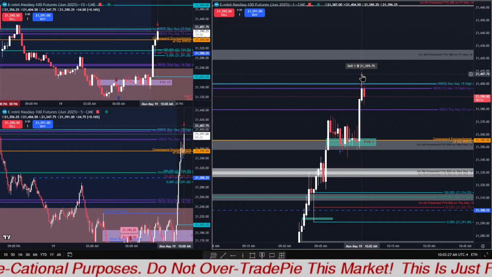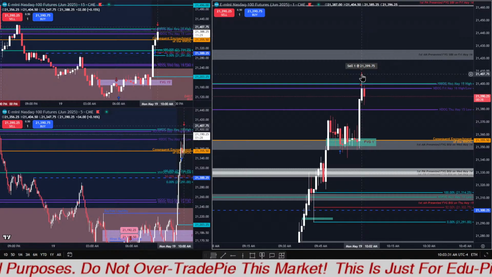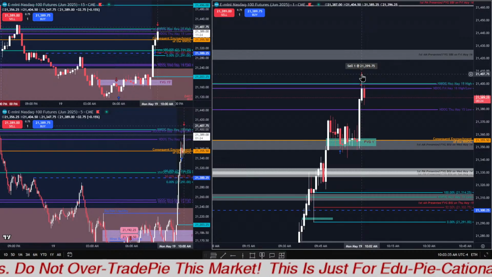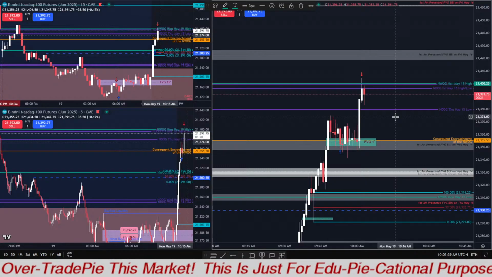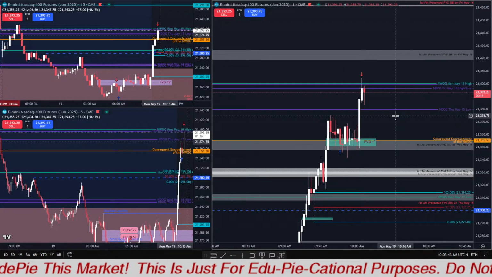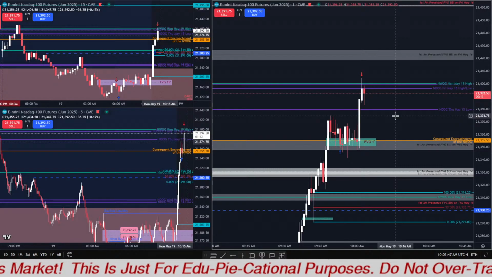Look at the exit. Just look at the exit over here. 399 1.75, two ticks below the high of the new week opening gap. And yeah, this is perfect.